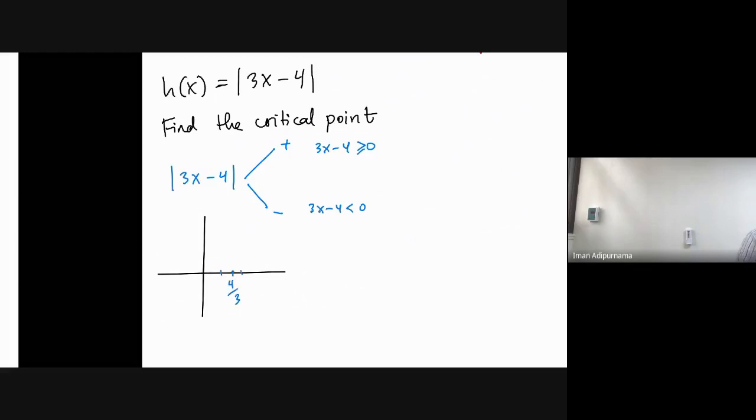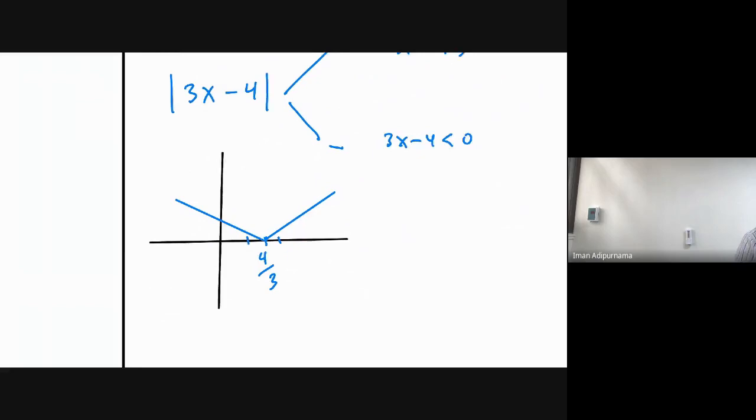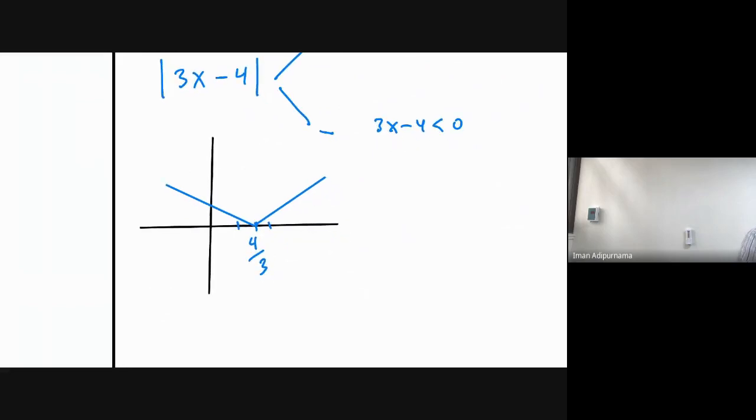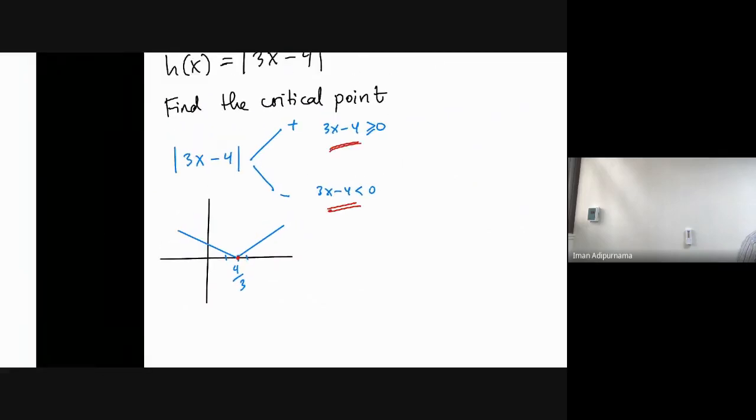4/3. Let's say this is the point. Yeah, just an illustration, not really scaled well with the proportions. But let's say this point is 4/3 from our inequality here.